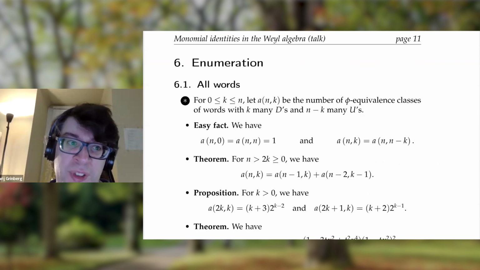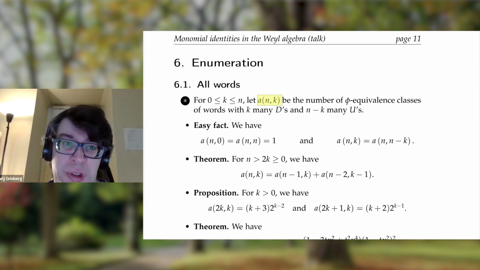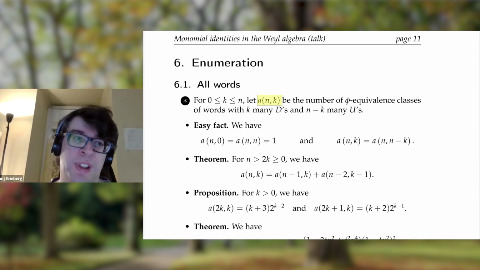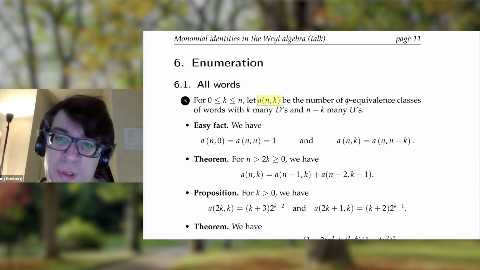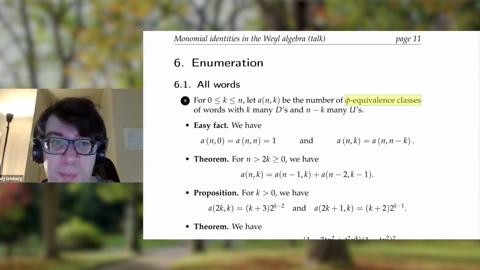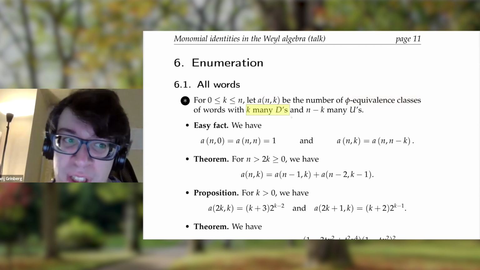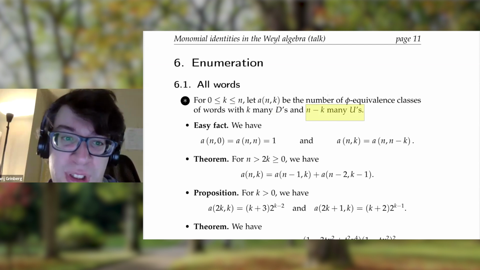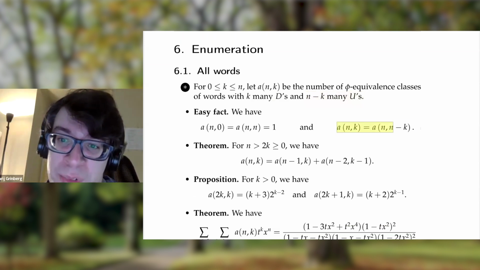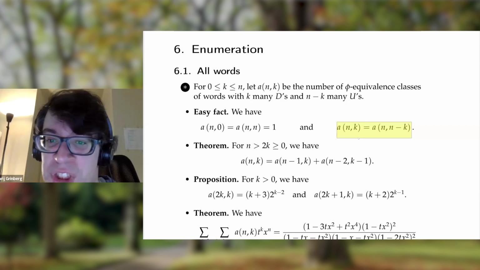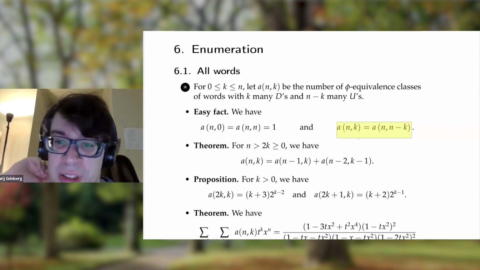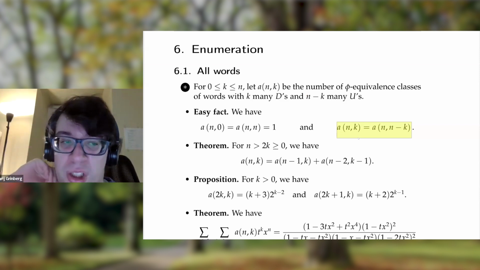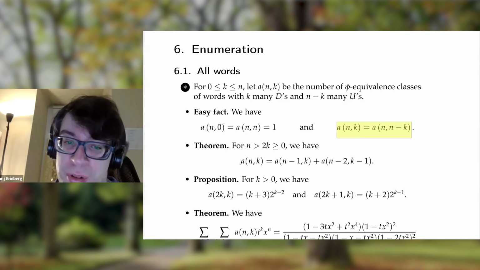There are different ways to ask this question, but let's first ask the most natural form. Let's define A of n comma k to be the number of phi equivalence classes of words with k many down steps and n minus k many up steps. Some things are obvious. There is an obvious symmetry, which gives you A(n,k) equals A(n,n minus k). Less obvious is a recursion.